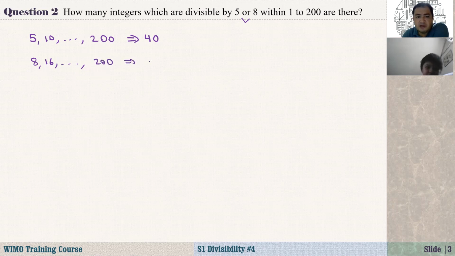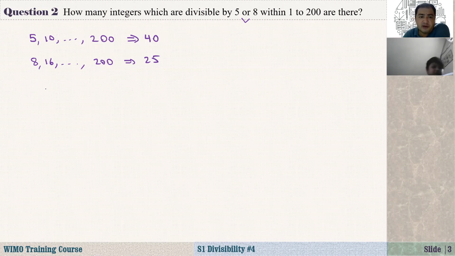How many do we have here? Here we have 25, right? So now some numbers are counted twice. For example, 200, I count for 5 and also for 8, right? Actually, we are looking for how many integers are divisible by 5 or 8, so we are looking for different integers. I cannot count 200 twice.